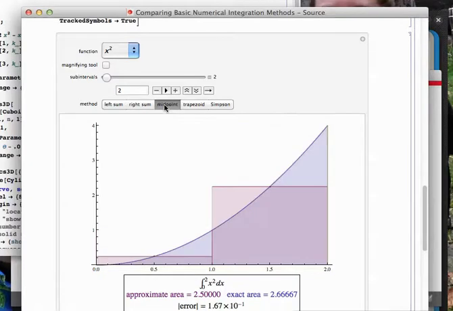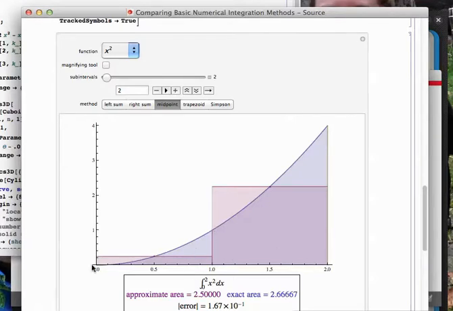The midpoint. Okay. Well, the midpoint's pretty good here because it's too big here, too small here. So that kind of cancels out. Too big here, too small here. So that kind of cancels out too. And sure enough, my answer comes out pretty close. 2.5 versus 2.666.